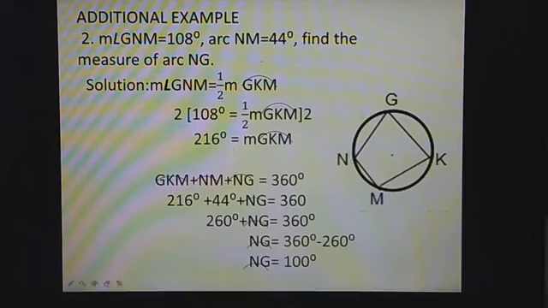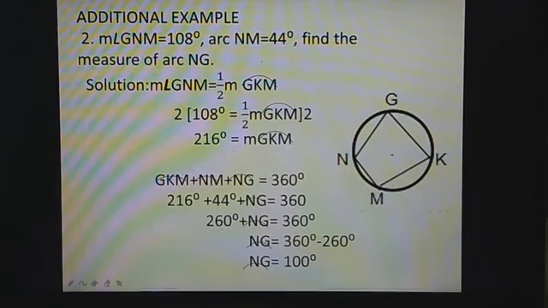Since GKM is 216 degrees and given the measure of arc NM, which is 44, we can now find the measure of arc GN by using the arc addition postulate. That arc GKM plus arc NM plus arc NG is equal to 360 degrees. So substitute 216 plus 44 plus the unknown arc NG is equal to 360, because those three arcs make a complete rotation. That is one circle. That's why this is equal to 360.